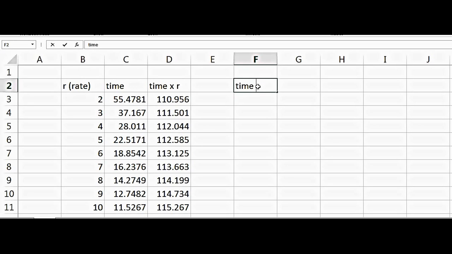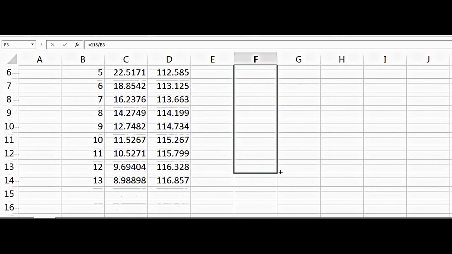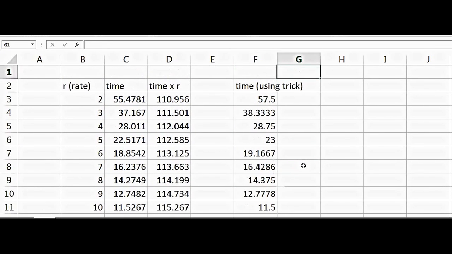So let's see what the time should be if we use the trick. The time using the trick would be like this. So we have 115 divided by rate. So that's 57.5 years. If you keep extending it, it's like this. So if you compare anything, like for 6 years, it says 18.85 years, but our trick says 19.16 years. So it is a good approximation. So this is very close. It's 11.52 and this is 11.5.